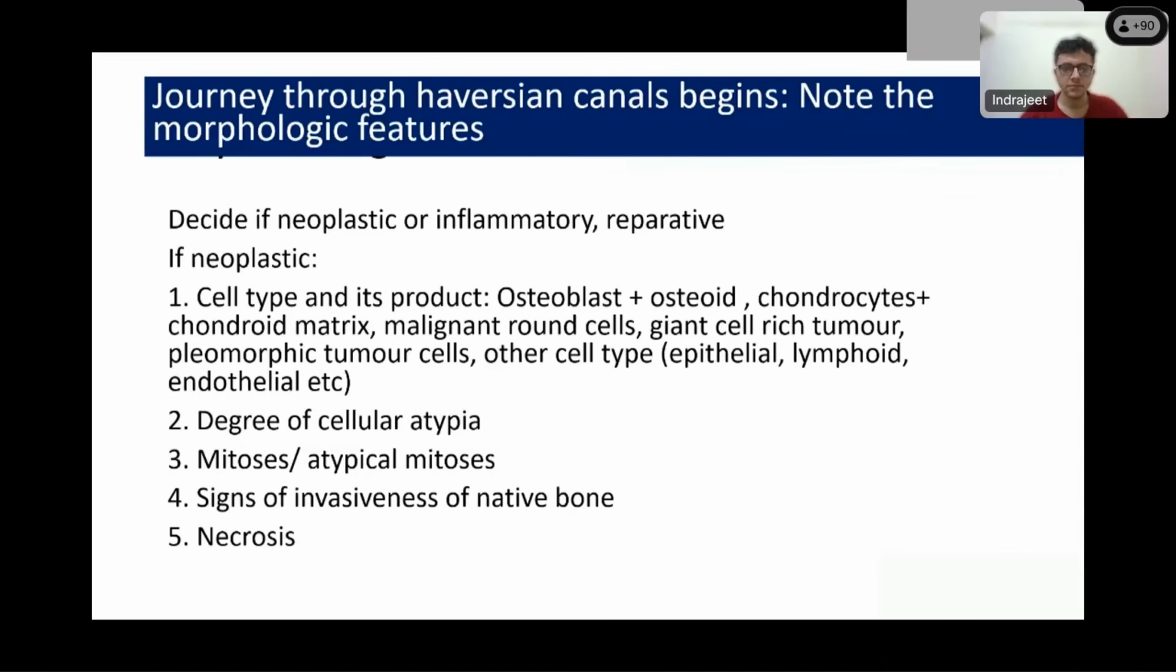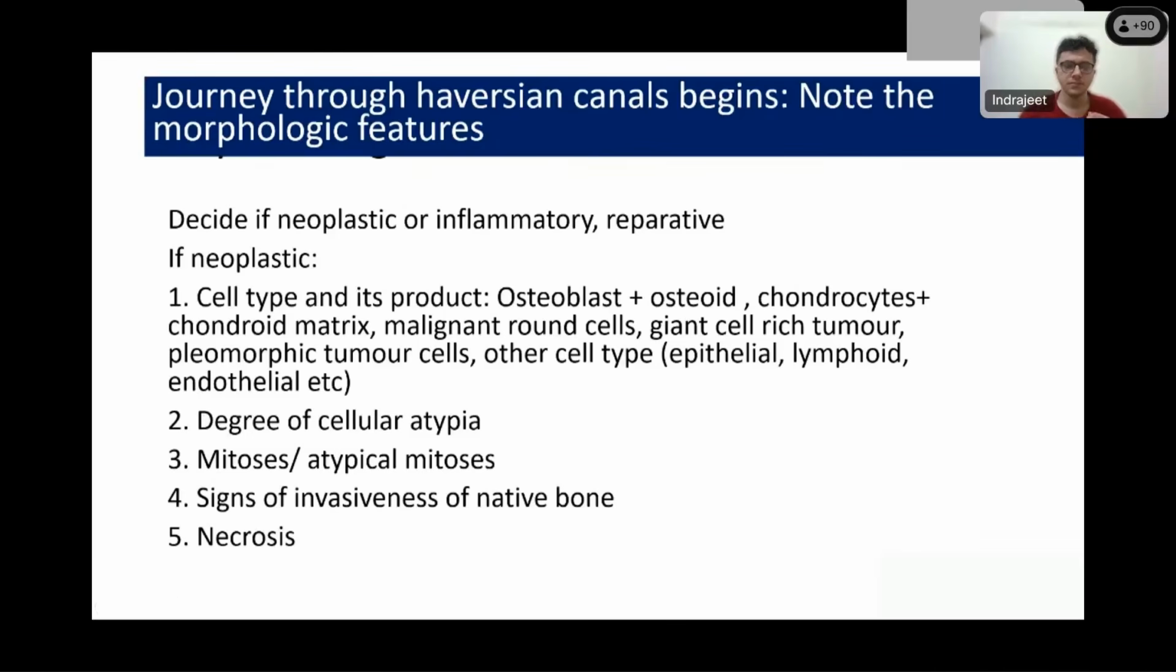It might just take about 2 seconds for the brain to process this information, but it should by default go through your mind at the first glance of the biopsy. And once you have decided the cell type and its product, the next thing to do is decide: is there any cellular atypia? Are there any mitoses? Any atypical mitoses? Is there any sign of invasiveness of the native bone? Is there any necrosis?